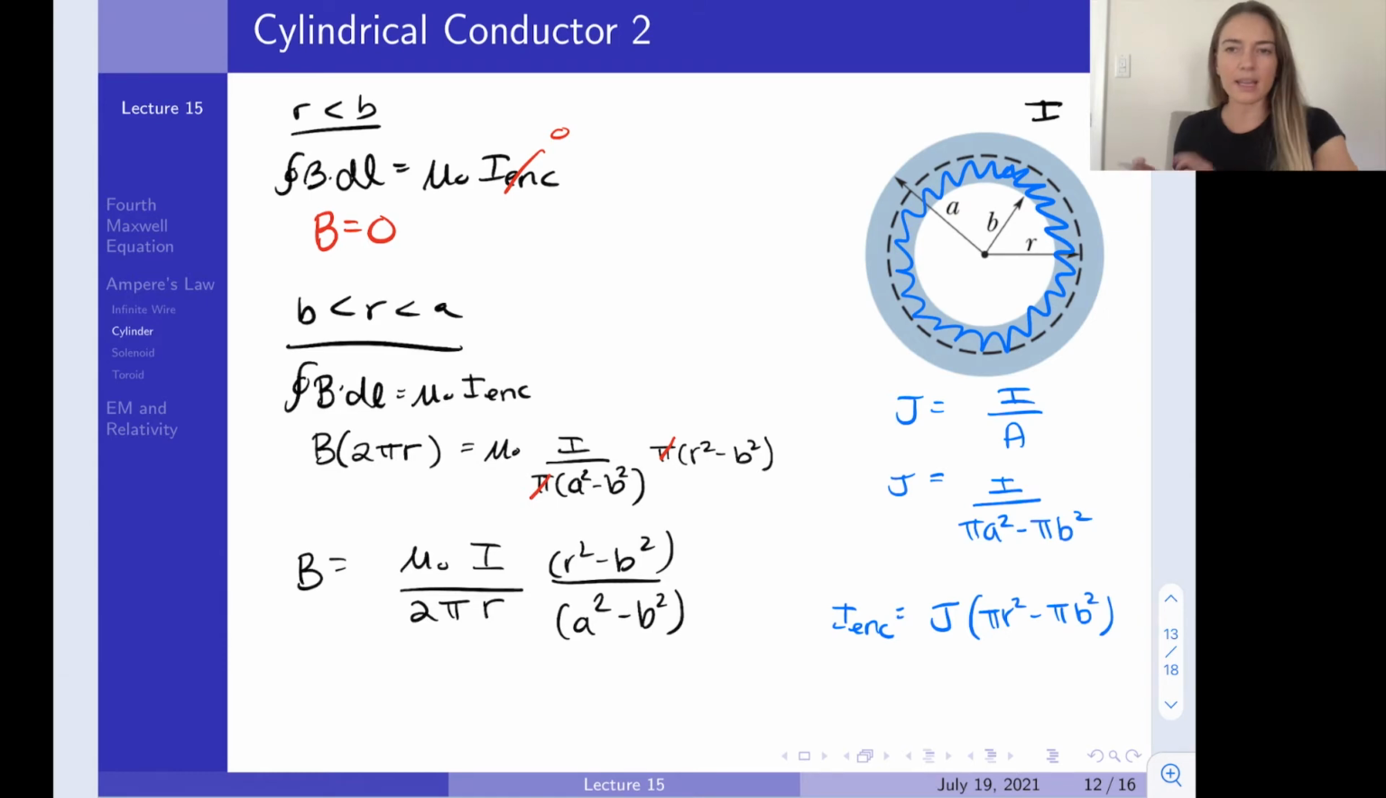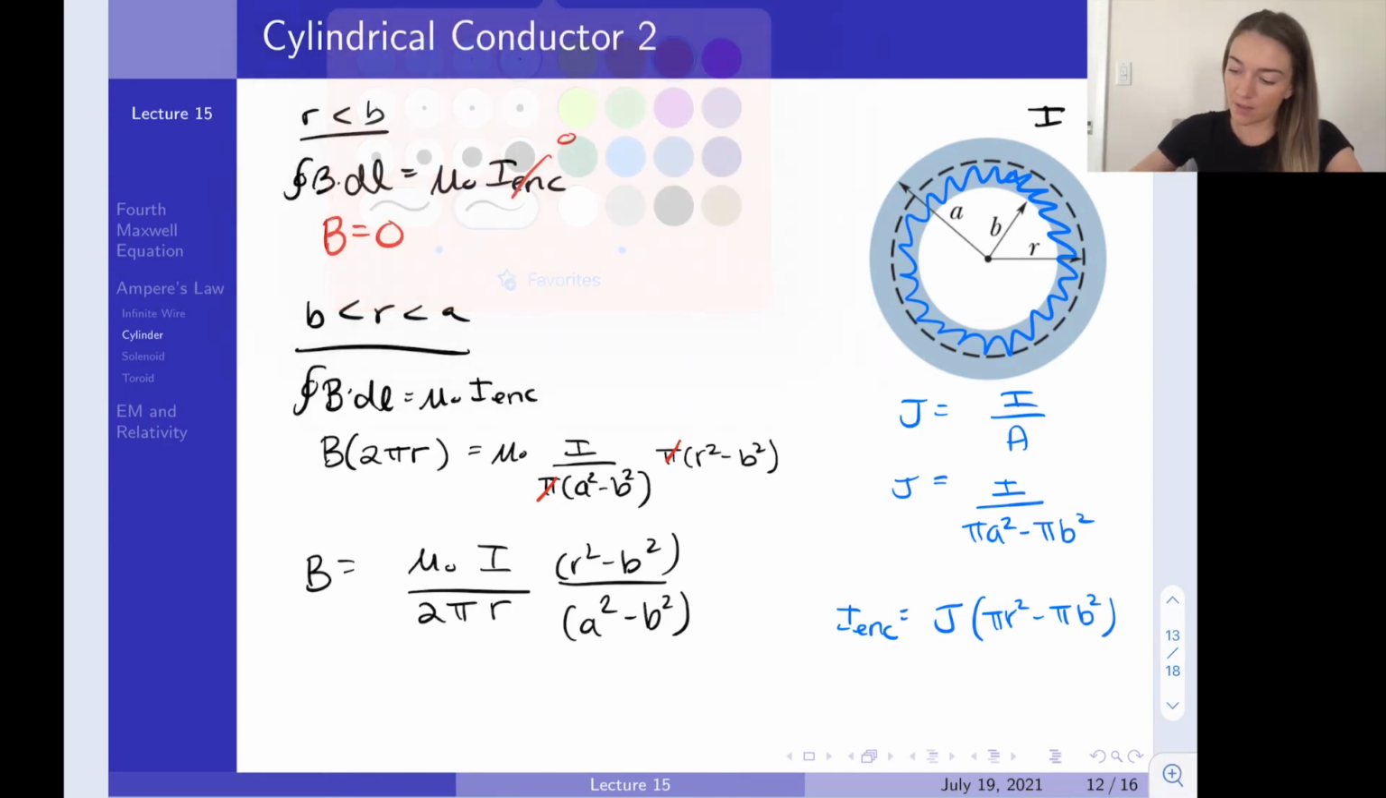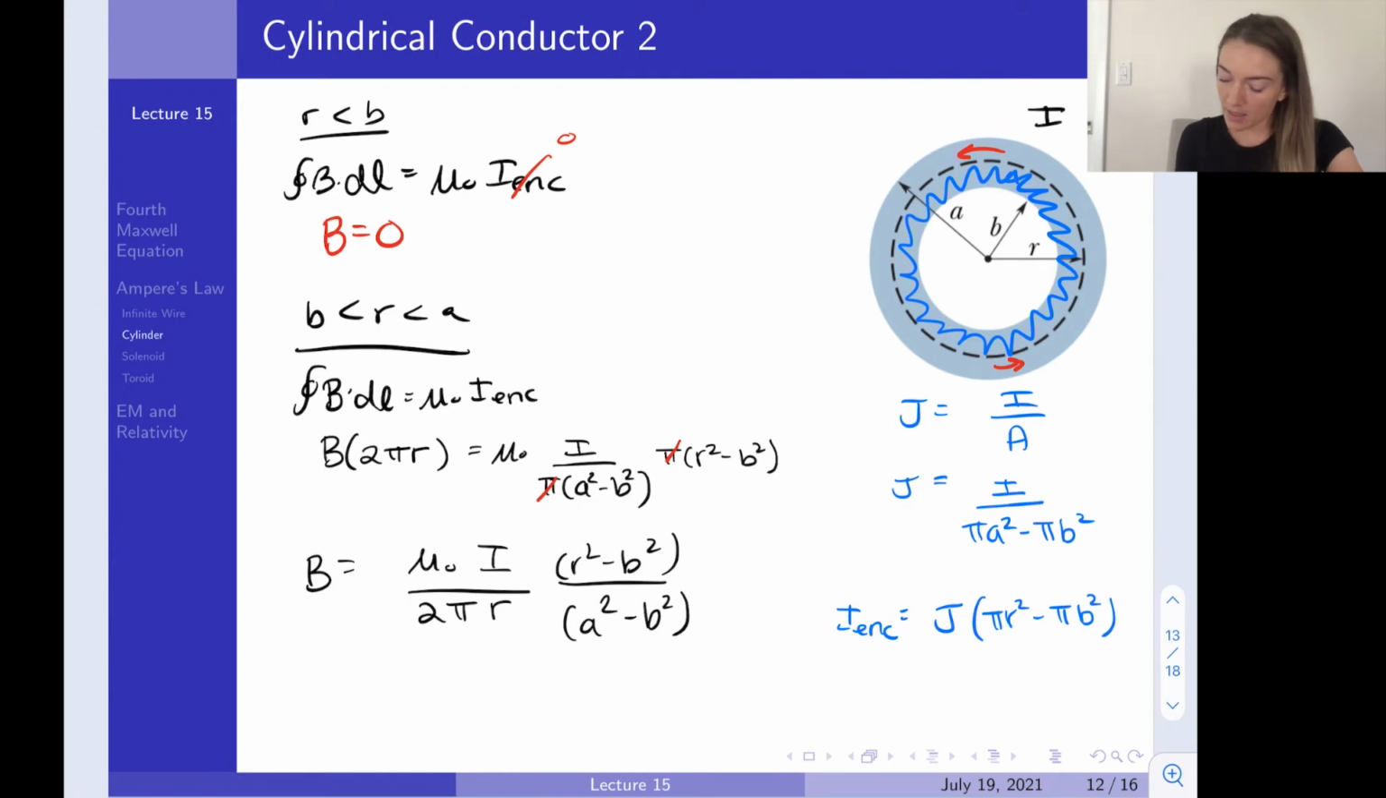So it looks sort of like our magnetic field of an infinite wire, but we have this extra part here from this missing middle part. All right, so that's our magnetic field for this one. And again, the direction can be found using the right-hand rule. So if our current was coming out of the page, our magnetic field would be going counterclockwise. Okay, so that is the magnetic field inside that conductor.